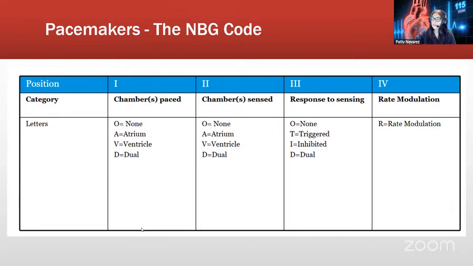The positions are going to be 1 through 5. Actually 1 through 4, because we don't really use 5. Now, the first position, say I have a pacemaker that has an A, O, O. In this case, position number 1 is going to be my atrium.